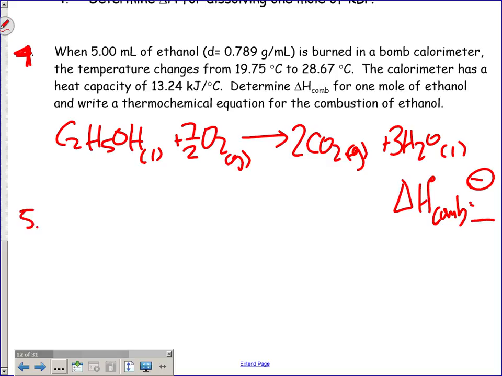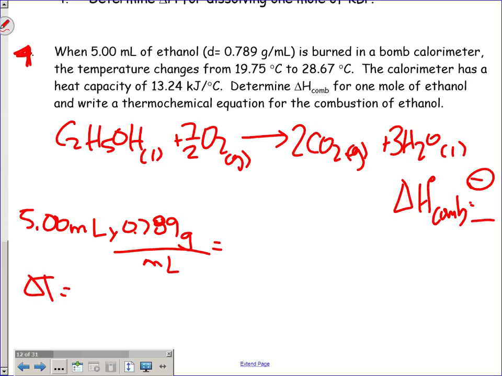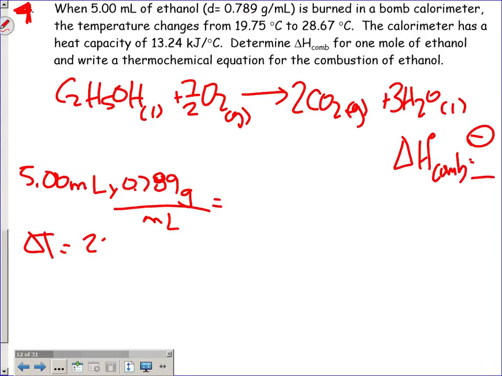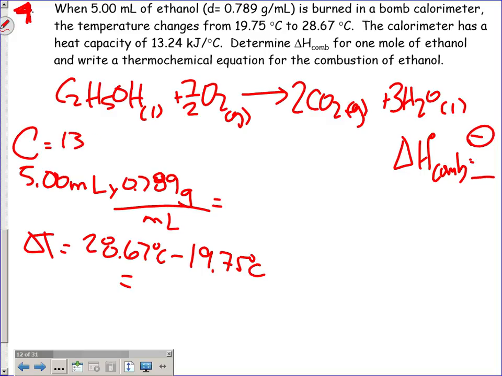So when 5 milliliters, which who cares about milliliters? We never use milliliters, we always use grams. So take your density and convert it to grams. So 0.789 grams per milliliter. Figure out that in a second. Is burned, the temperature changes, so delta T is T final, so 28.67 degrees Celsius minus T initial, 19.75 degrees Celsius. We'll figure out what delta T is. And it's telling us big C is 13.24 kilojoules per degree Celsius. Alright, so that's all of our givens, and you know we're converting that to mass.